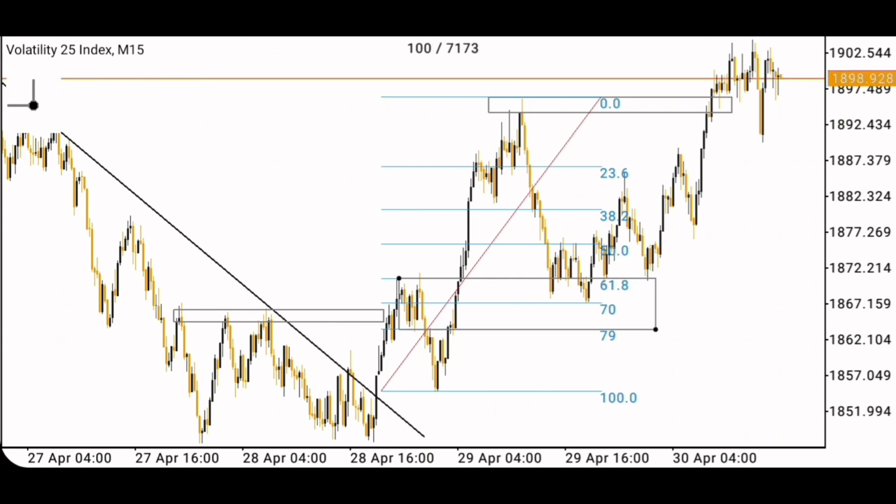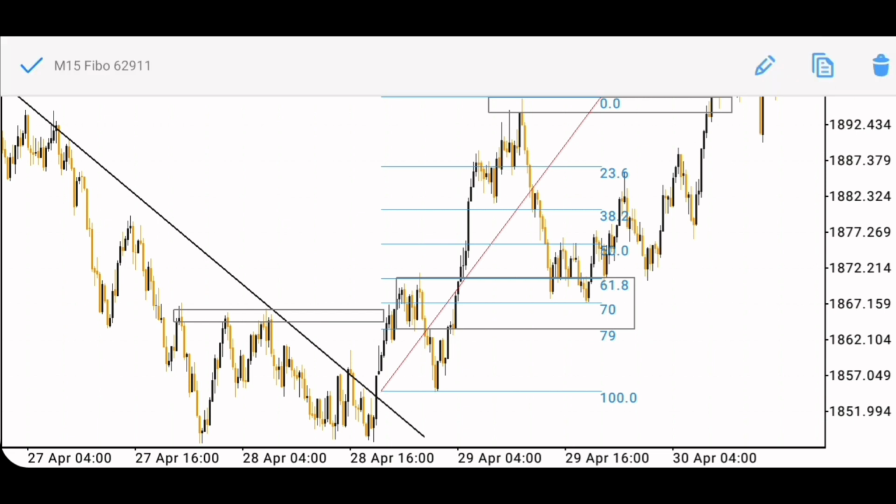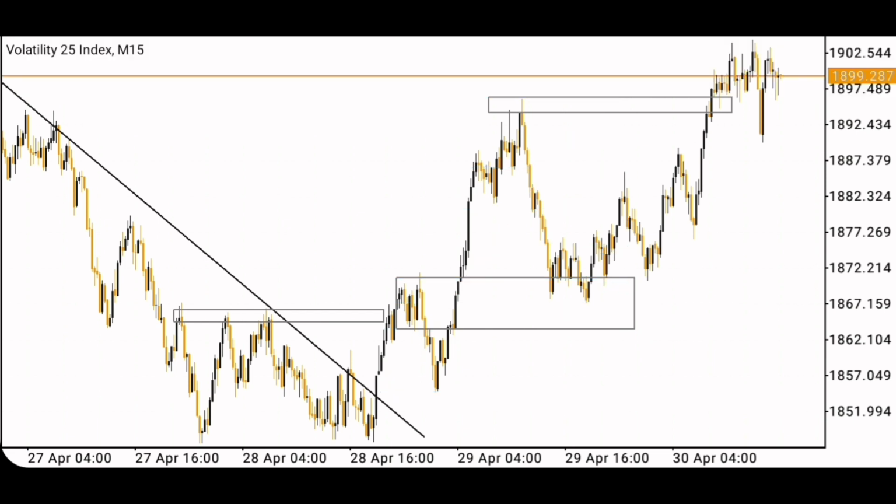Now, from my back testing, the market, especially with volatility indices, always retraces from the 61.8 mark to the 79 mark. Sometimes it might exceed, but that's why we need the indicator to know exactly where the market is going to turn, and that's when we use the indicator to know for sure.